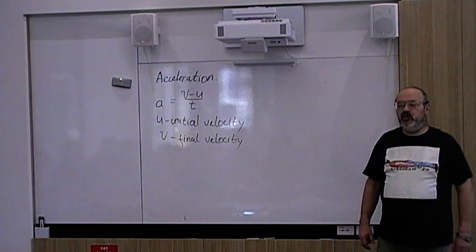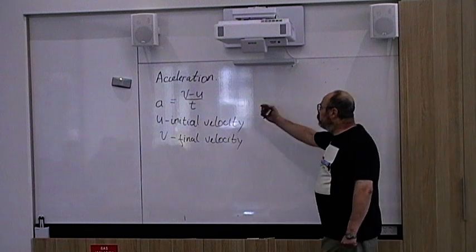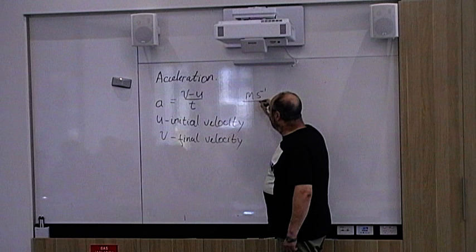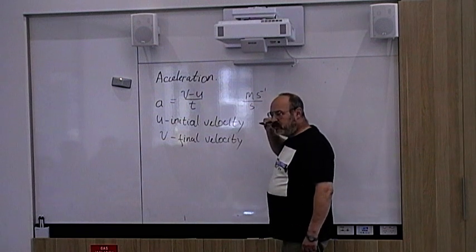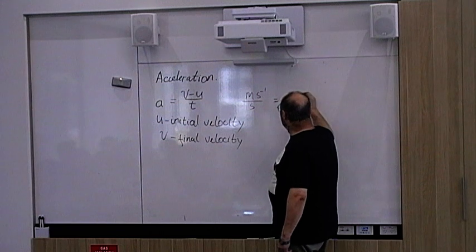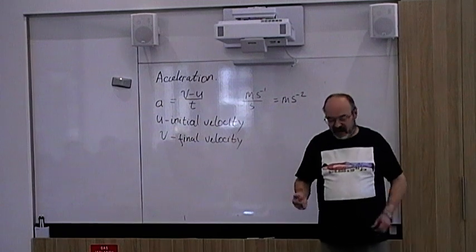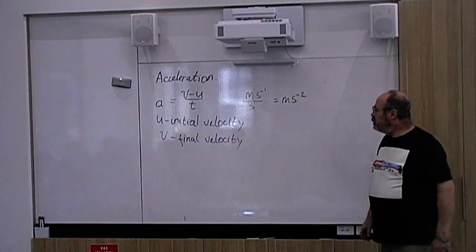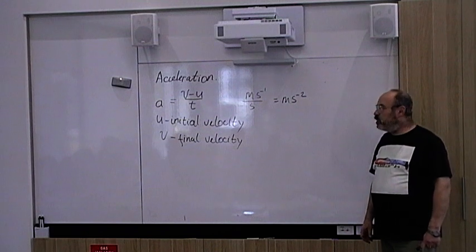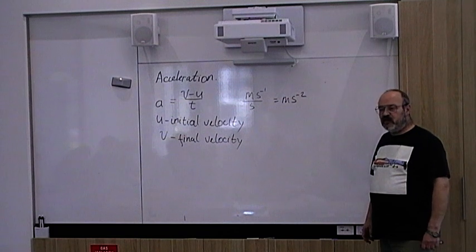So what will be the unit of measurement for acceleration? Velocity is measured in meters per second, and we divide by second. It becomes meters per second squared. That is the unit for measurement of the acceleration.